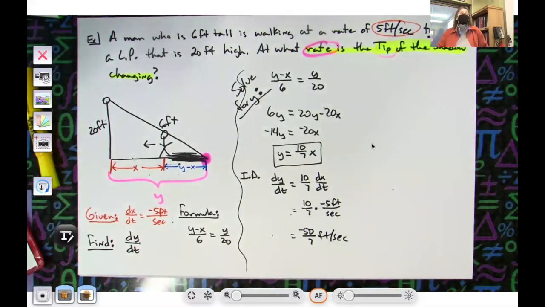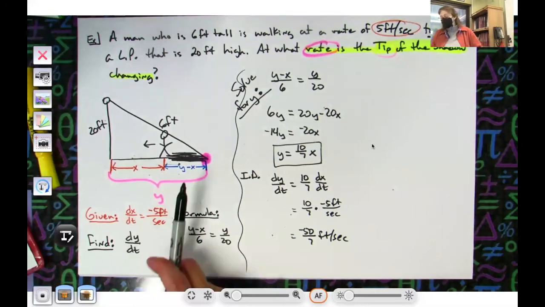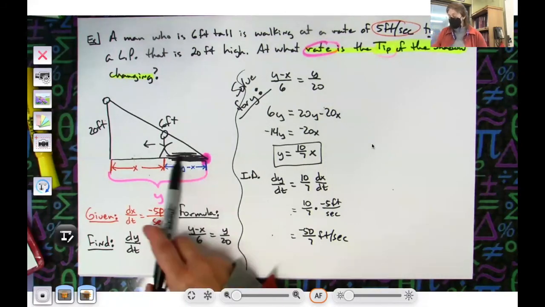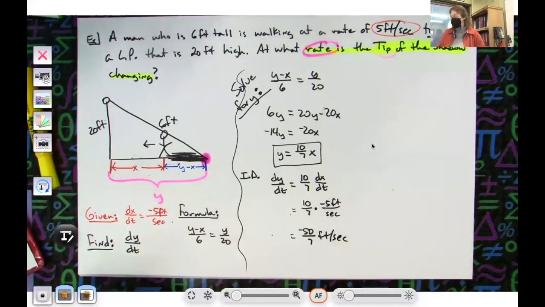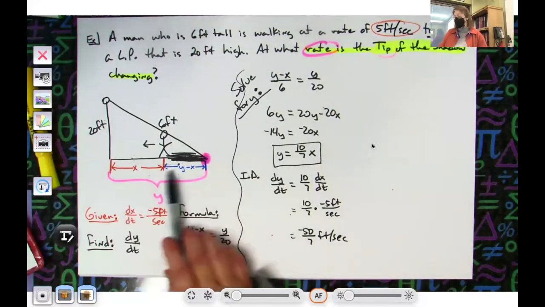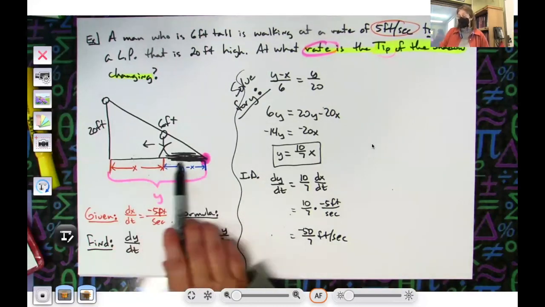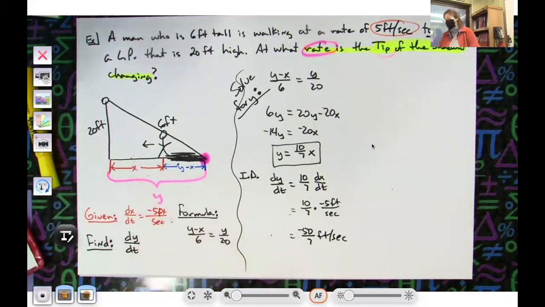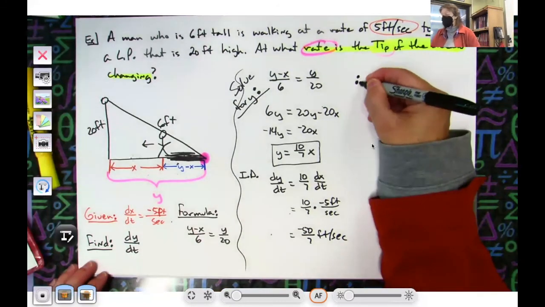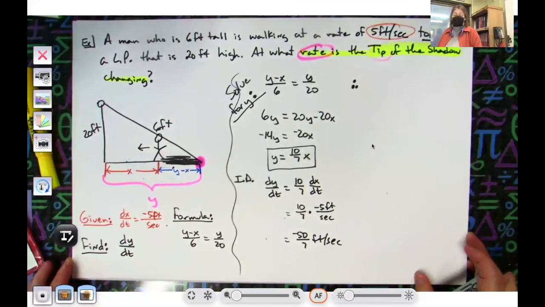Okay, now here again, stop and think about what we did. This tip is moving toward the light source to the left. So does it make sense that it's negative? Yes, because that rate is getting smaller, since you're going towards the light pole to the left. Okay, so then you write your therefore statement. And again, like I said, that therefore statement sometimes takes longer than writing out the problem.